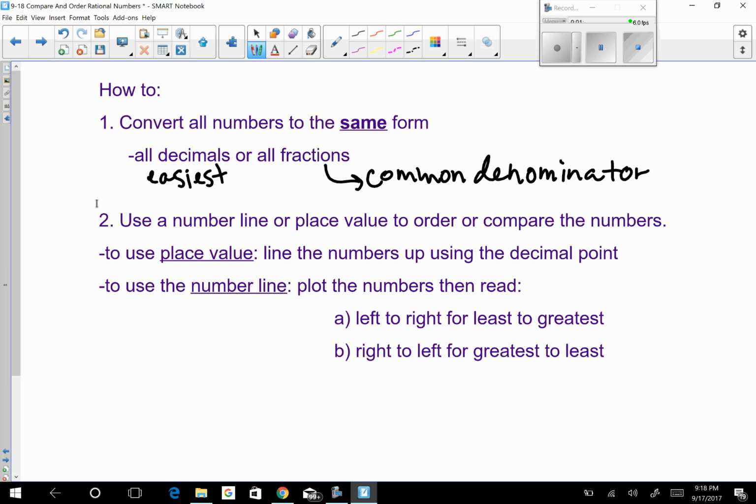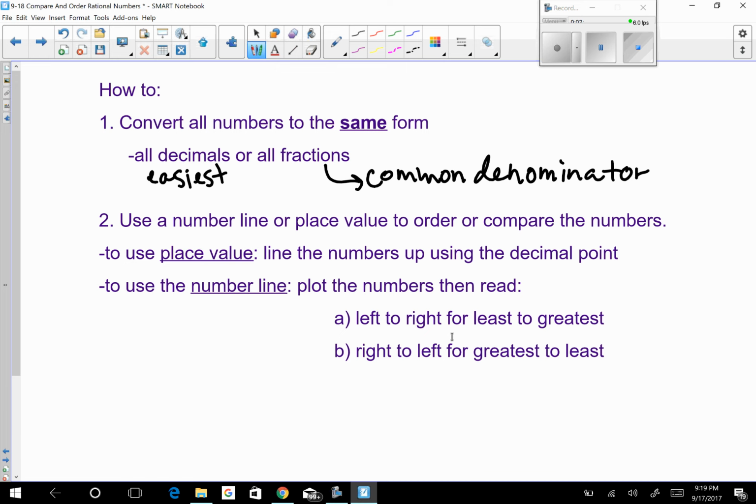Step 2, use a number line or place value to order or compare the numbers. If you're going to use place value, you're going to line the numbers up using the decimal point. And y'all have done this before, but only with positive decimals. Now we have to include negatives because we're doing all rational numbers. And then you can also use the number line like we did with our integers. You're going to have to plot the numbers, and then you read left to right for least to greatest, or right to left for greatest to least.